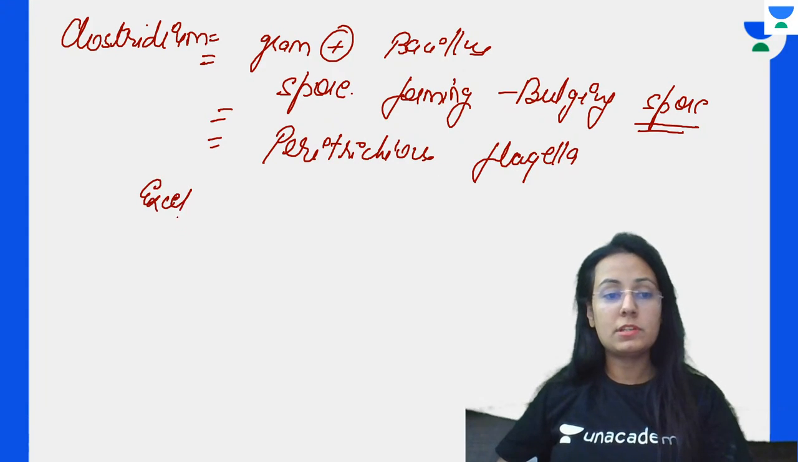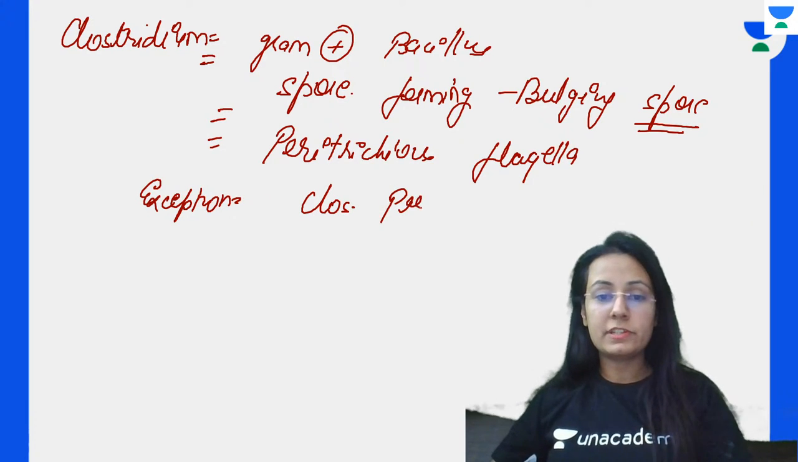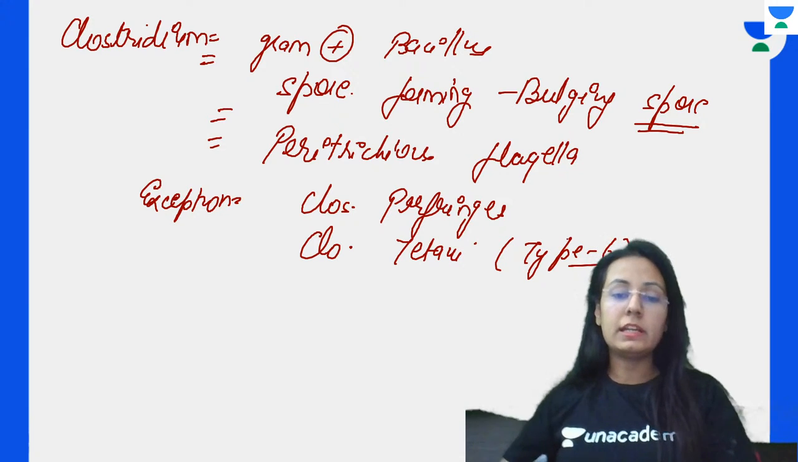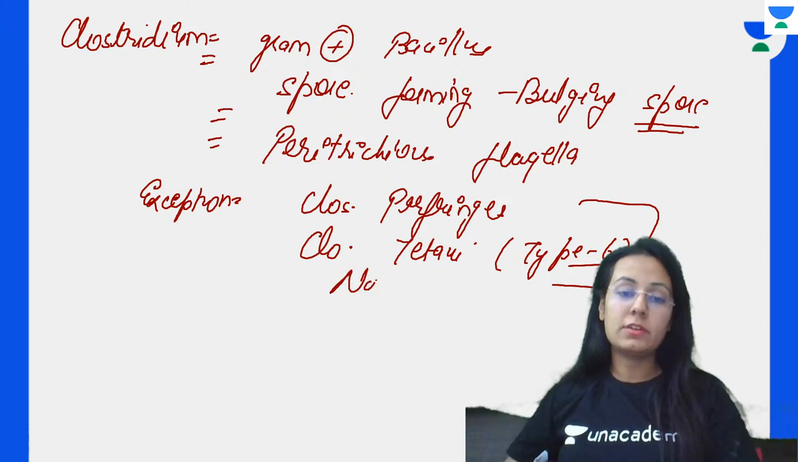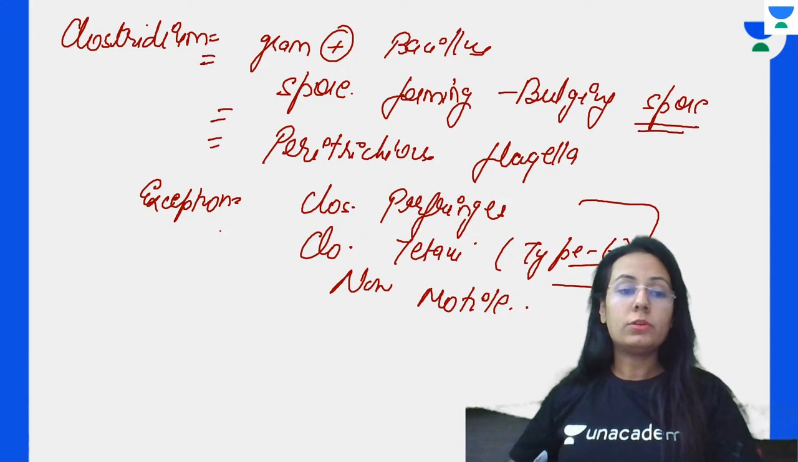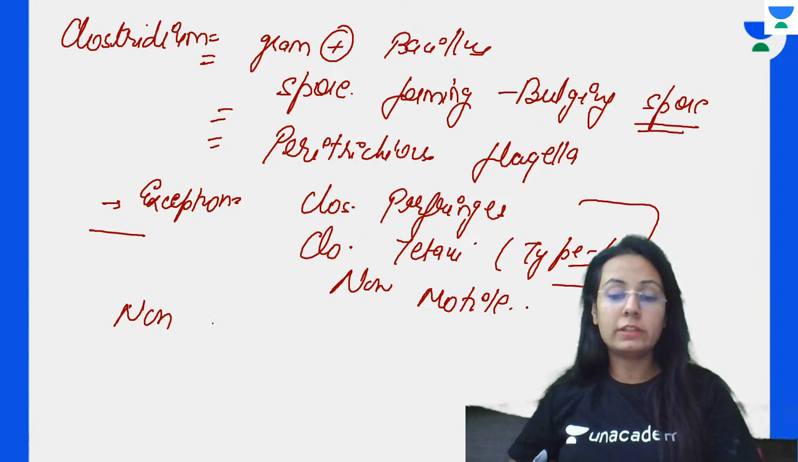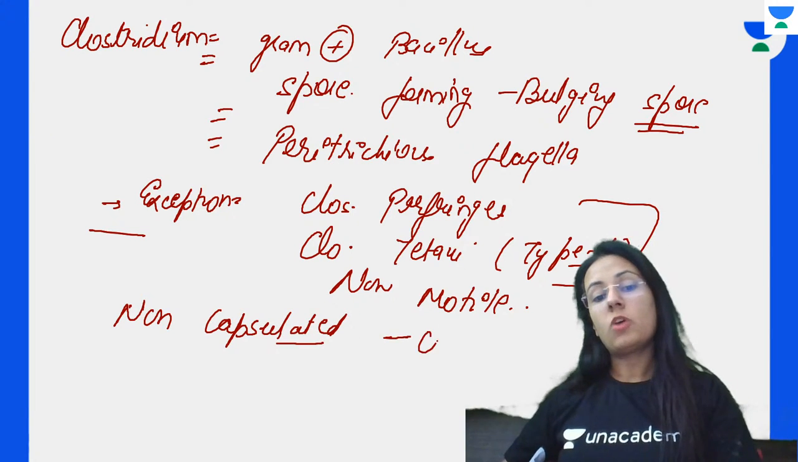What is the exception? Exception includes the Clostridium perfringens and Clostridium tetani, mainly type 6. Okay, so they are non-motile. All right, although they are non-capsulated, but it also has an exception, that is what? Clostridium perfringens is what?